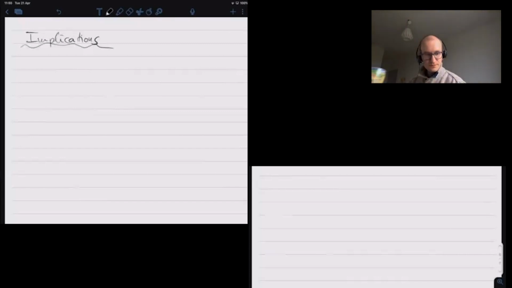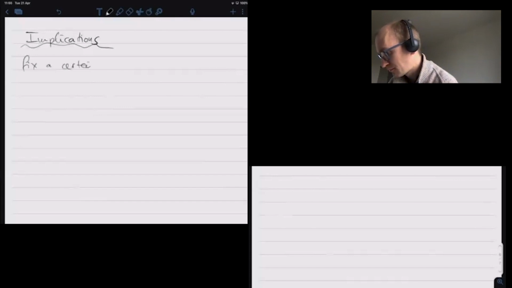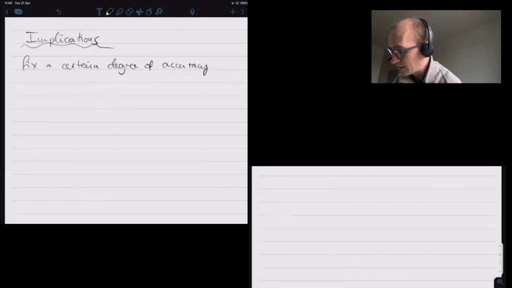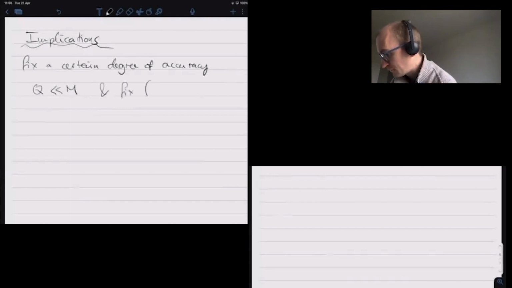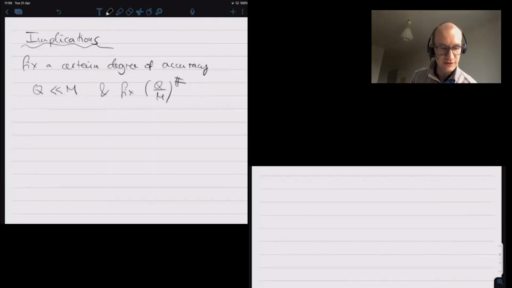What are the implications? Well, let's say we fix a certain degree of accuracy. So how do we achieve this? We say we work at an energy Q that is, let's say, much less than the scale M, and fix some power Q over M, so that gives you the desired level of accuracy that you want.